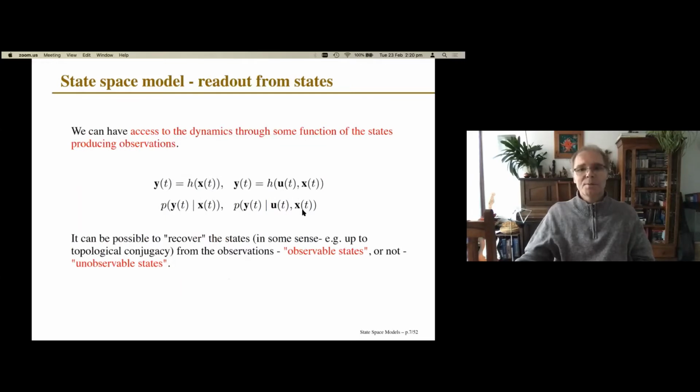Okay, and then we talked about the readout functions. How do I get from my state to my observations? Now, an important notion is the notion of observable states and non-observable states. We will get to it. In general, observable states are states that you can guess very easily from your observations. So your observations give you enough information to know in what state your system is. In many cases, we don't have this luxury, and then we have unobservable states, and not surprisingly, this messes up things a lot.